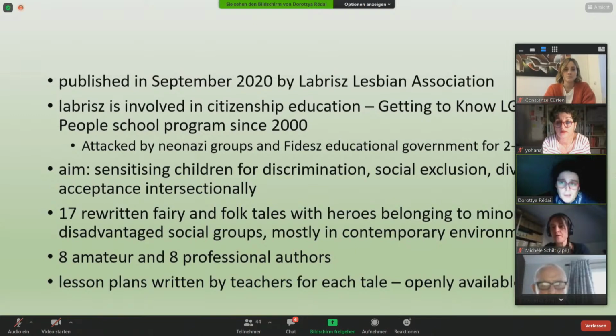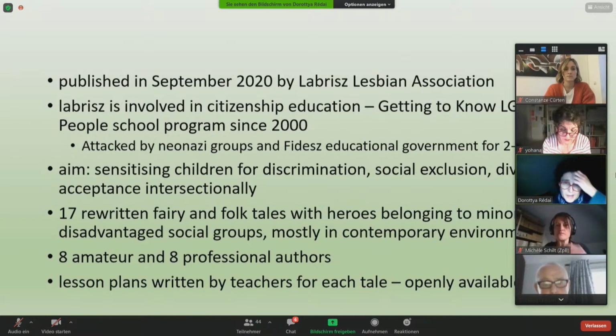So we came up with this idea of this fairy tale book, which contains 17 stories, 8 by amateur and, sorry, I got it wrong, 9 by professional authors. And we have also designed some lesson plans. Some of our teacher colleagues designed lesson plans for each tale, so they are openly available on our website and can be used by teachers.